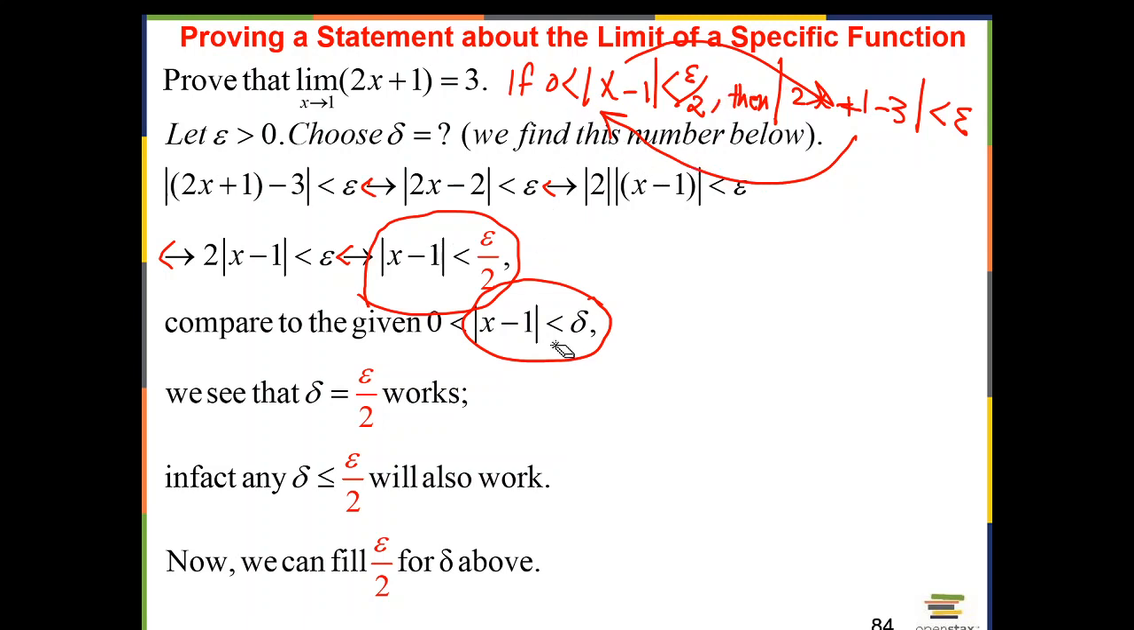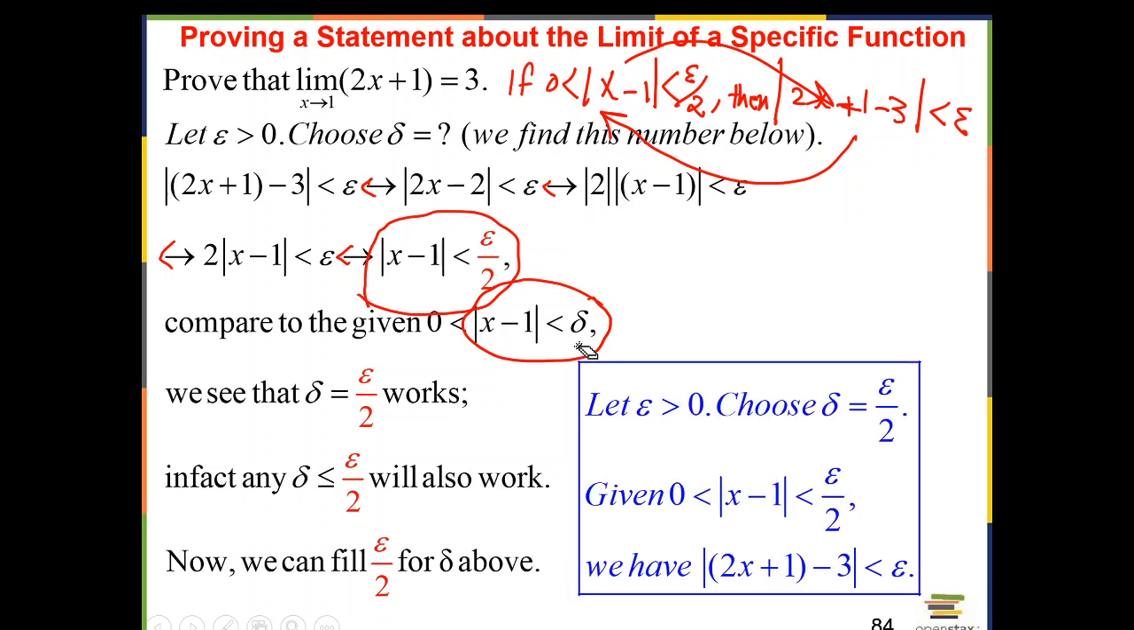So that's the idea. What we're going to do now is write that. We write, let epsilon be greater than 0, choose delta to be epsilon over 2, period. Given this, we have this, right? How do we know that? Because we just proved it. Because we started with this and went backwards and we got that. So we could go forward and get this, right? So that's the idea of how to prove this.